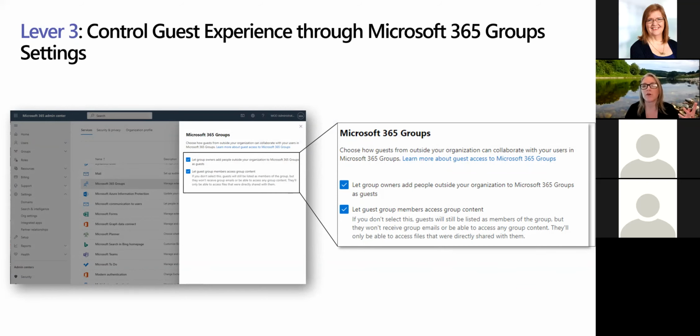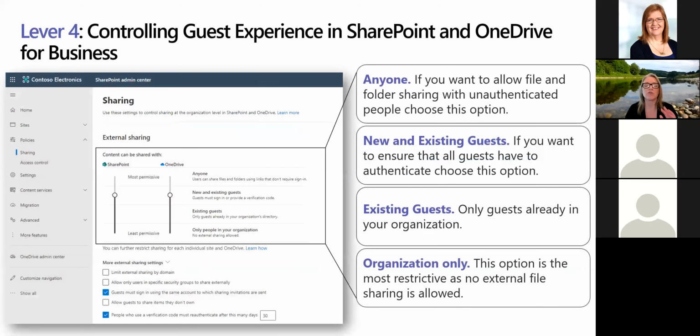So that's the third lever. The fourth lever is about controlling the experience in SharePoint and OneDrive. So this is "anyone." The first portion is you want to be as inclusive as possible and share files and folders with anybody unauthenticated. That's definitely not a recommendation for guest access.